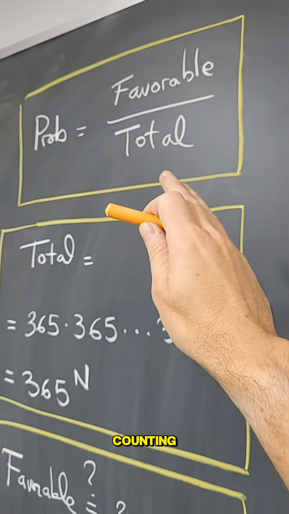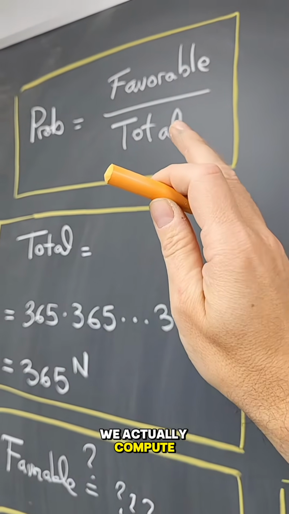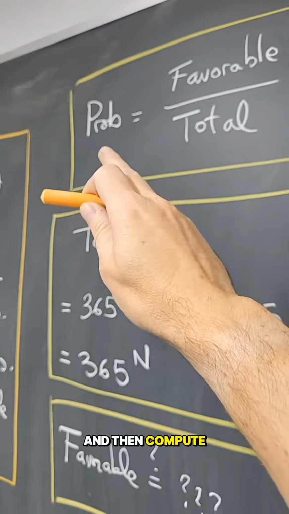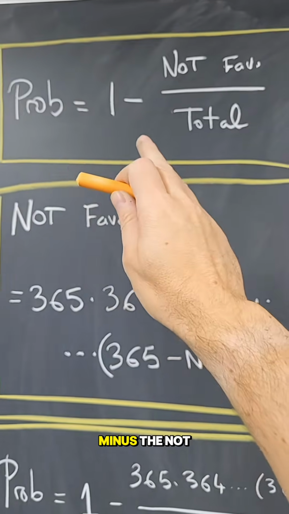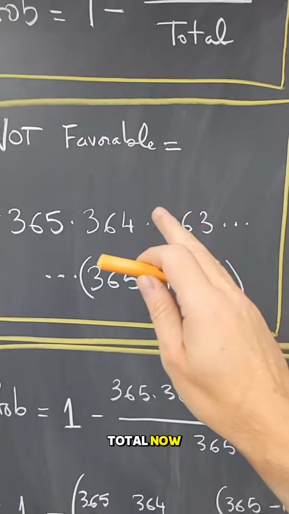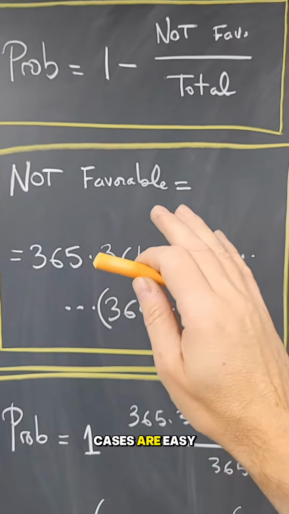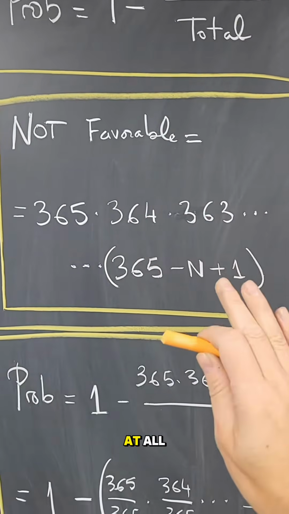Instead of directly counting the number of favorable cases divided by the total, we actually compute the opposite probability first and then compute that one. So what we actually want, the probability we want, will be 1 minus the not favorable cases divided by the total. Now, what are the not favorable cases? The not favorable cases are easy to count because they are those cases where there is no match at all.